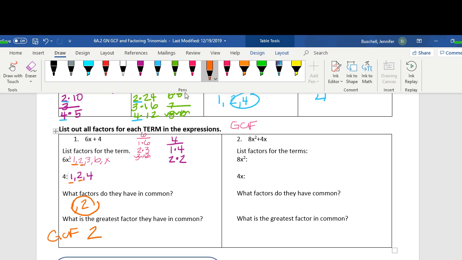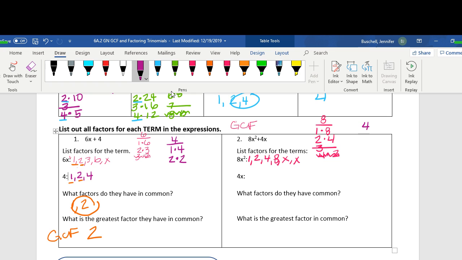Let's try the next example. I have 8x squared plus 4x. So I'm going to start off by listing all my factors that I can multiply to get to 8. So that's going to be 1 times 8, 2 times 4, 3 cannot go into 8, and then I'm back at 4 times 2, repeat offender. So I'm going to stop. So I'm going to list out 1, 2, 4, 8. Then with my x squared, that squared is telling me I have 2 x's. So I'm going to put x, x.